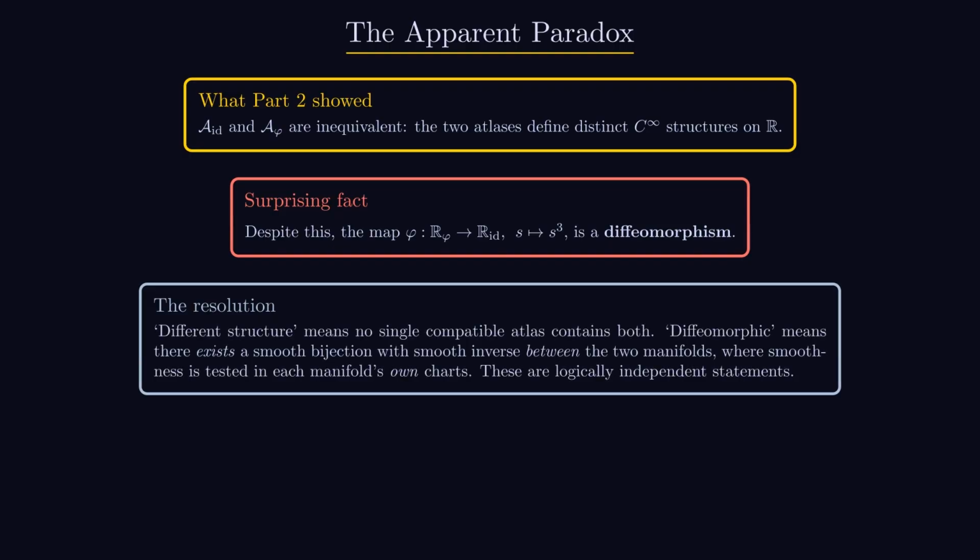Saying the structures are different means there is no single C infinity atlas containing both the identity chart and the phi chart simultaneously. Saying the manifolds are diffeomorphic means there exists a smooth bijection with a smooth inverse between them. Smoothness here is tested through each manifold's own coordinate charts, not through any combined atlas. The computation for diffeomorphism is entirely different from the computation for atlas compatibility. To make this precise, we first fix the definition of a smooth map and of a diffeomorphism.